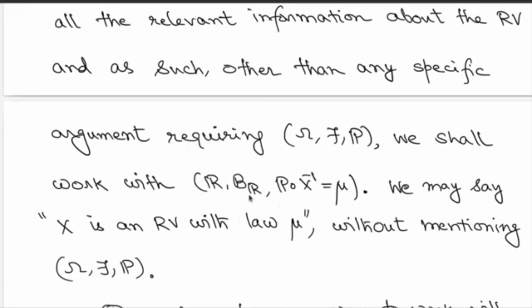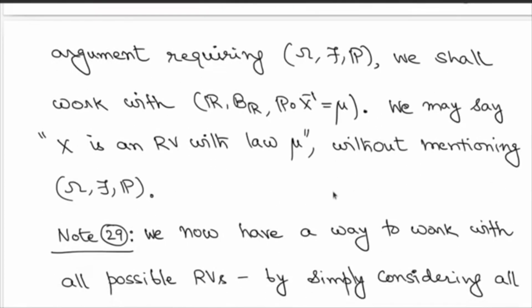So for the case of random variables, it will be the real line, the Borel sigma field of the real line and the probability measure. Okay. So if you are given that, then you can extract all the relevant information about the random variable or the random vector. So therefore we will usually ignore the domain side unless strictly necessary. We will look at the random variables only through the law, and we are going to say such statements that X is a random variable with law mu without mentioning the domain space.